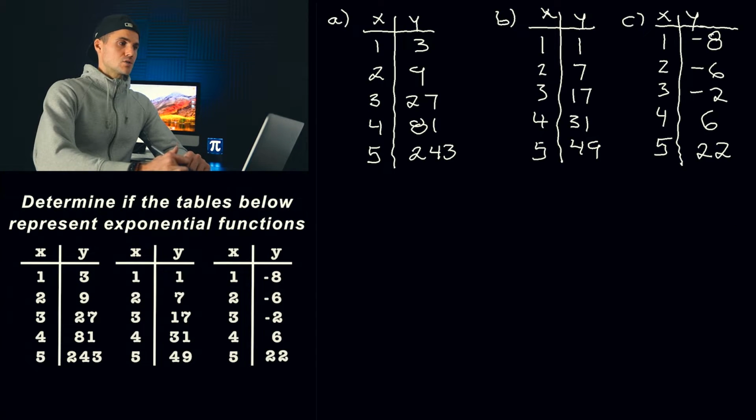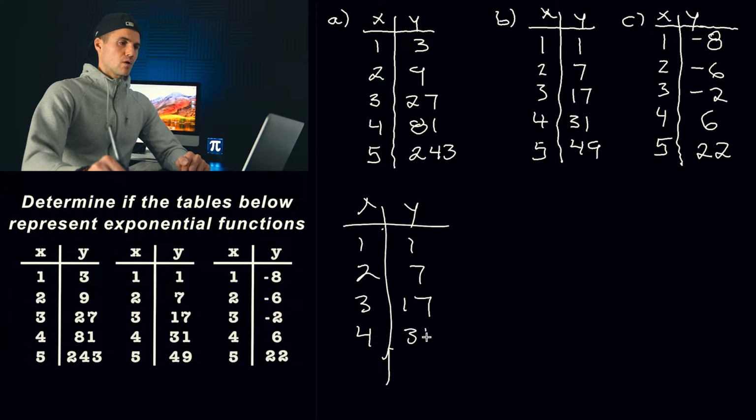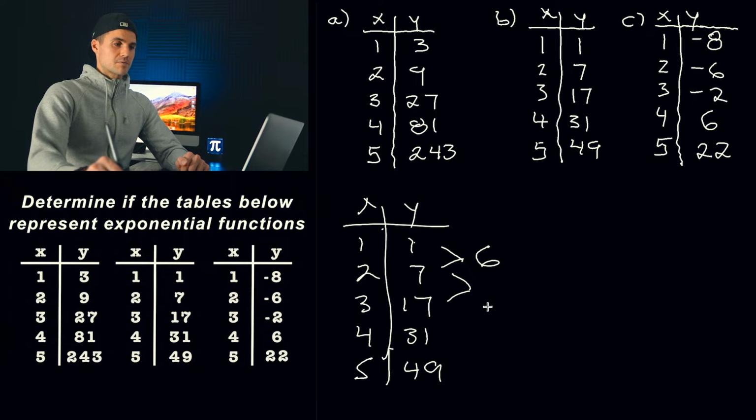Now let's move on to part B. So let's draw out this table quickly here. So we got x, y: 1 and 1, 2 and 7, 3 and 17, 4 and 31, 5 and 49. Okay, so notice right away, the y values don't have a common ratio, right? 1 times 7 is 7, but then 7 times 7 is 49. It's not 17. But again, that's not the thing that's going to show you whether it's an exponential function or not. So let's get the first differences here.